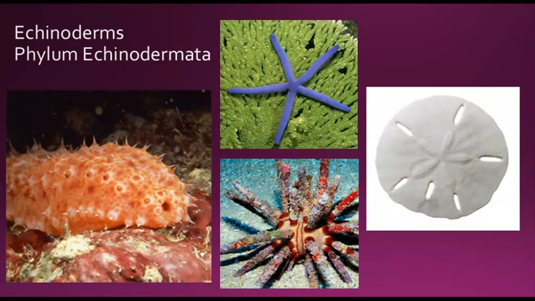Interestingly enough, though, echinoderms can be grouped with animals that have bilateral symmetry versus radial symmetry, because it turns out that as larvae, before their bodies change into a radial shape, they actually have bilateral symmetry, so sometimes they're grouped with the bilateral animals.